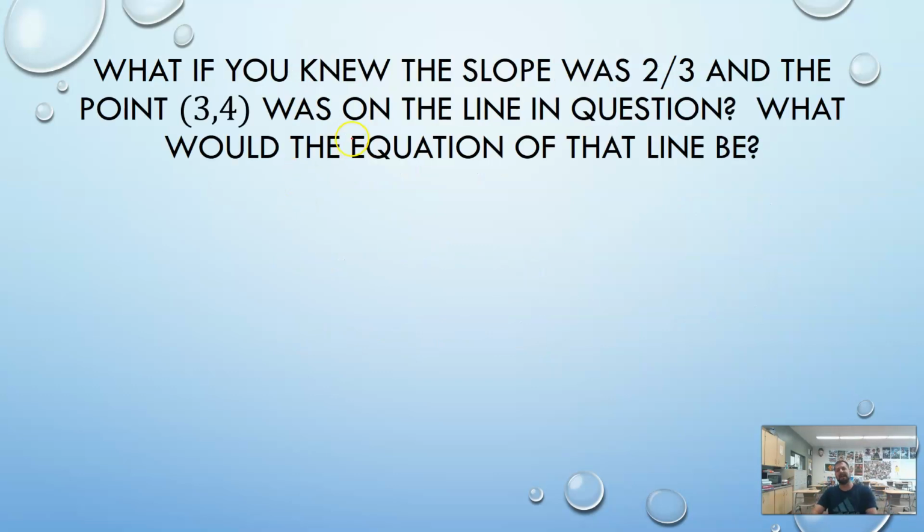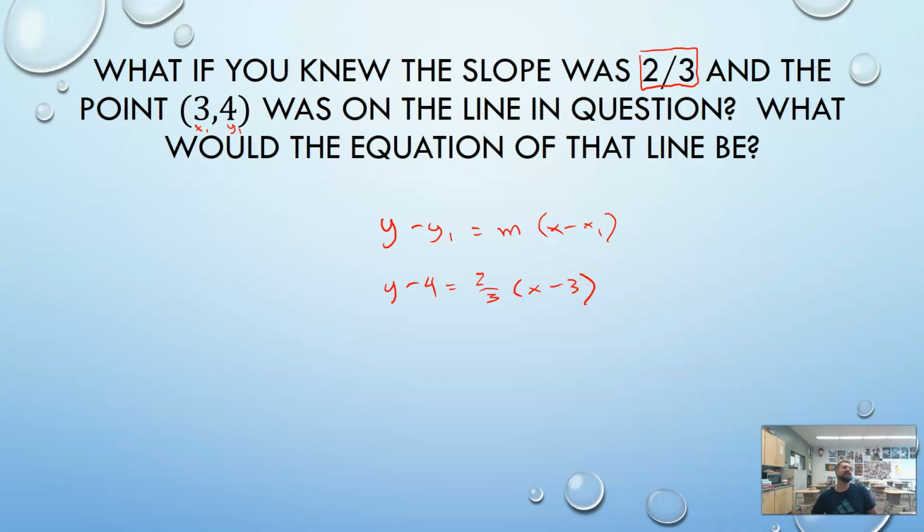So in this case, if I knew that the slope was 2/3 of a line and the point (3, 4) was on the line in question, what would the equation of that line be? Well, I would go y minus y1 equals m times x minus x1. And then I would just plug in, like this right here is my x1 and my y1. So I would go y minus 4 is equal to, notice m is our slope, and it tells us in this problem that the slope is 2/3, times x minus 3. And we would just leave our answer like that.